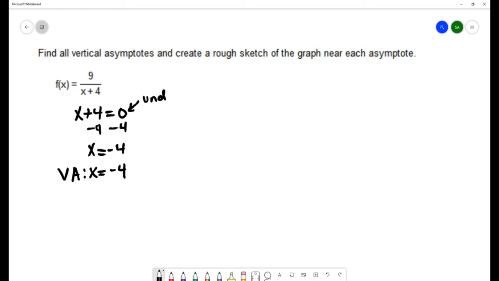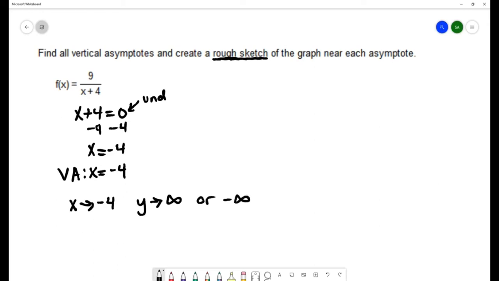was completely reduced. Now, we need to know the definition of a vertical asymptote to understand the next part of what we're doing. We're going to draw a rough sketch of the graph. And in order to draw the graph, we need to know what it means to have a vertical asymptote. So what it means is that as x approaches that value, the y will approach infinity or negative infinity.